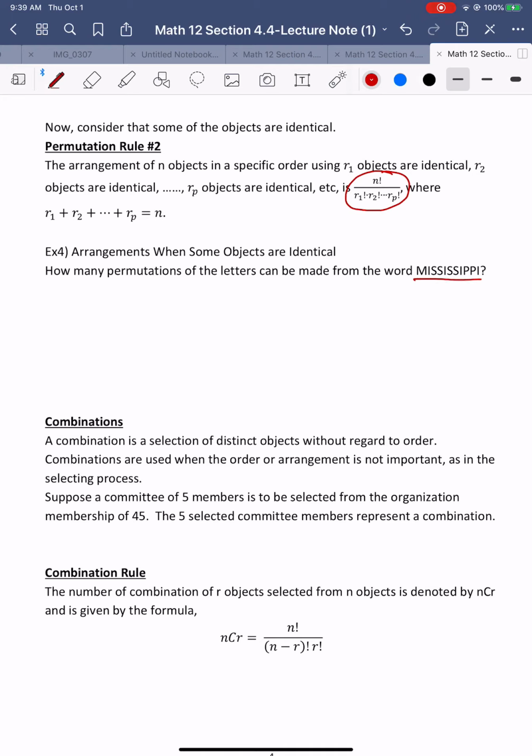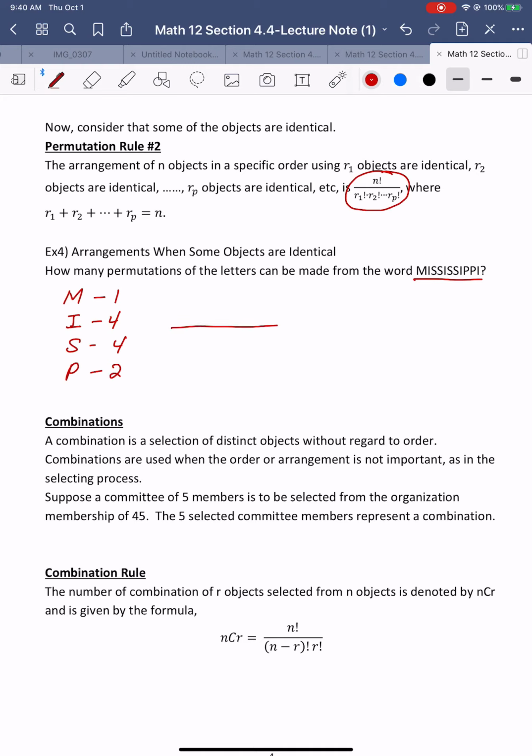So in Mississippi, we have to see what kind of letters are repeated how many times. So M is only 1 letter. And then I has 4 letters, I believe. 1, 2, 3, 4, right? And then S has 4 letters. And then P has 2 letters. So those are the letters that have been repeated.